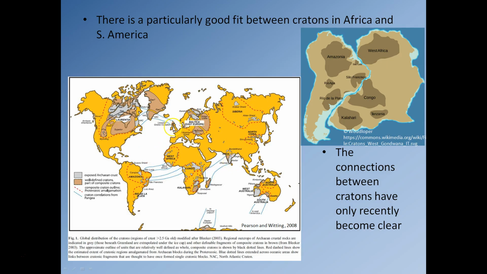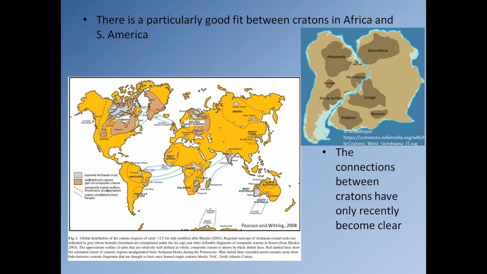Baltica might link to Scotland, and obviously, as we can see here, these cratons that make up the west coast of Africa and the east coast of South America also have very, very strong relationships. So when we look at these cratons, we can see that there's a very good chance at some point, or several times actually, they were in direct contact with one another.